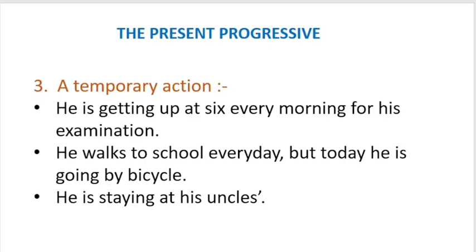Similarly, we can take the last example. He is staying at his uncle's. That means he is staying at his uncle's temporarily, not permanently. So in these cases we can use the present progressive form.